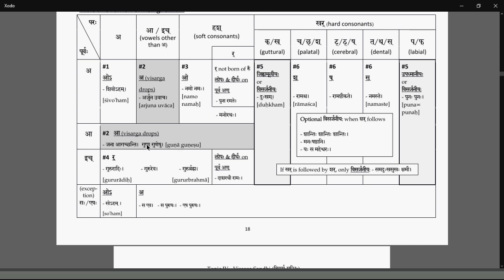When you split this sandhi, it will be Gunaha Guneshu. Otherwise, Guna has no meaning. You will think that it is Akaranta Strilinga. No, it is actually not Akaranta Strilinga Prathama Ekavachana. It is Akaranta Pullinga Prathama Bahuvachana. Gunaha it is.